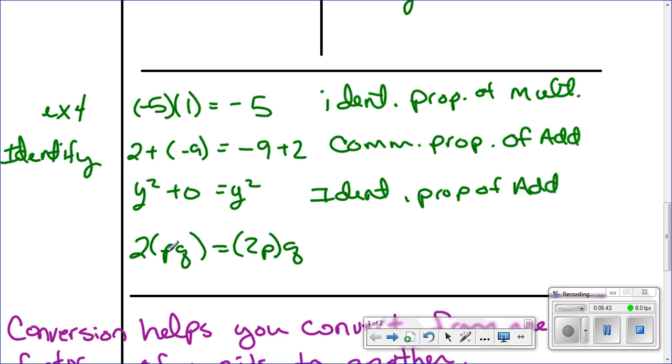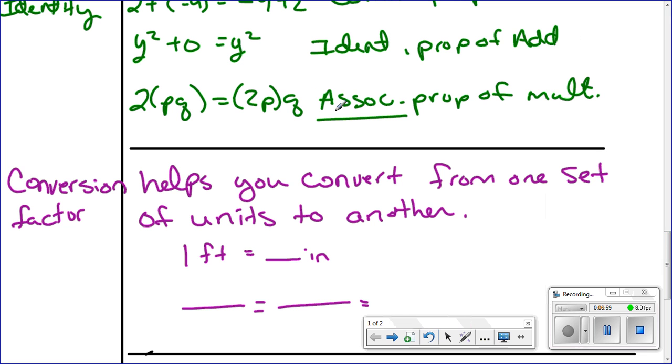Here, my numbers and letters seem to be in the same order. It's just the way they're grouped that is different. So that means that this is the associative property of multiplication. Make sure when you abbreviate associative, you put the ASSOC on there. If I see it as just the first 3 letters, I will count the problem wrong.